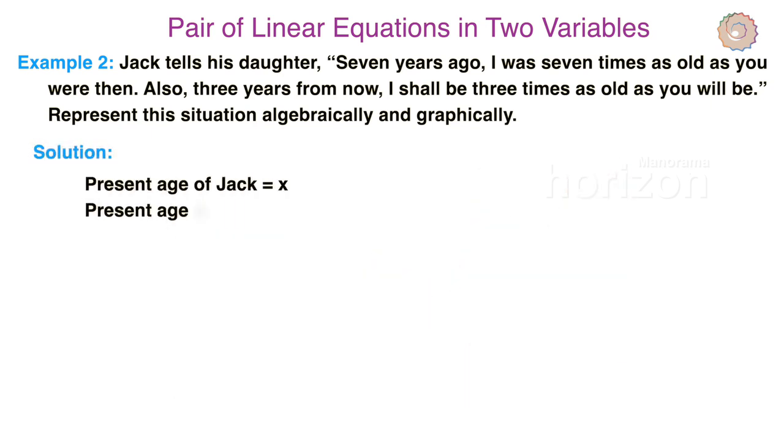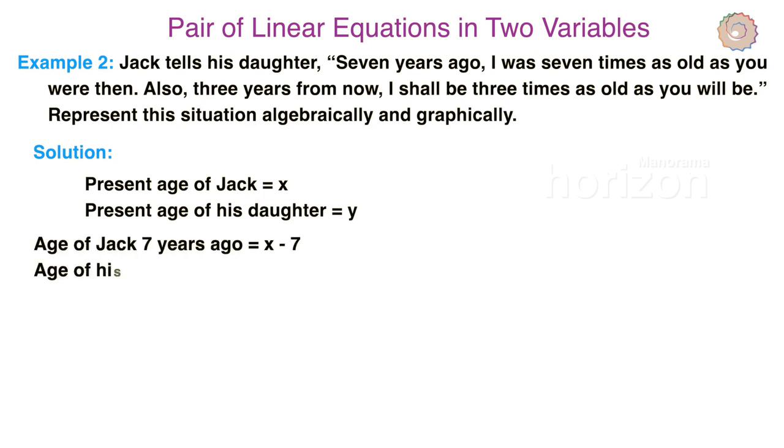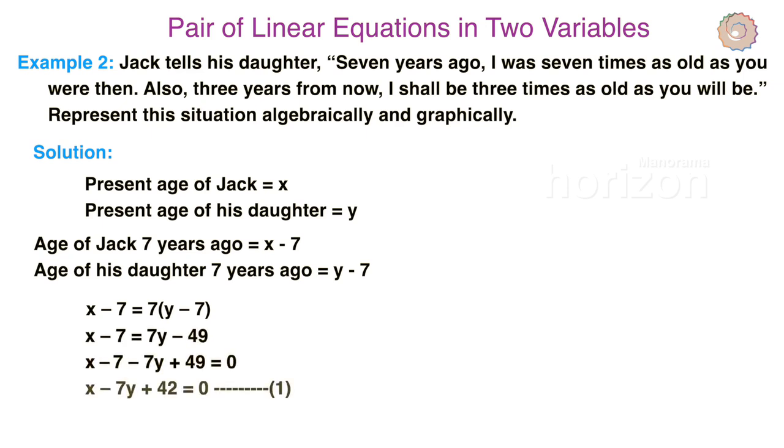Let the present age of Jack be x and the present age of his daughter be y. 7 years ago, their respective ages will be x minus 7 and y minus 7. Then x minus 7 equals 7 into y minus 7. Converting it to standard form, we get x minus 7y plus 42 equal to 0. Let's consider this as equation 1.